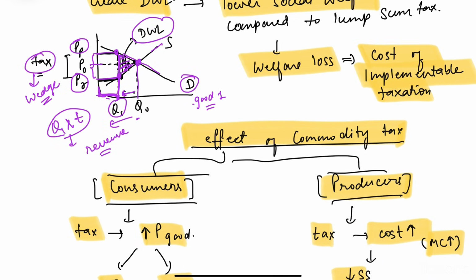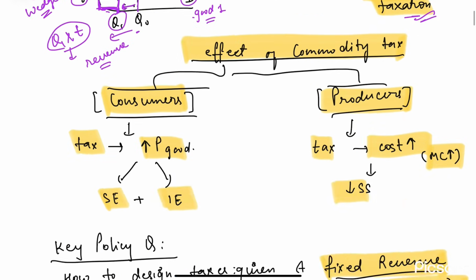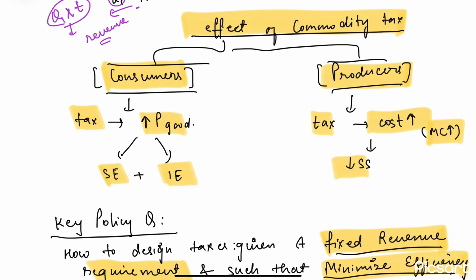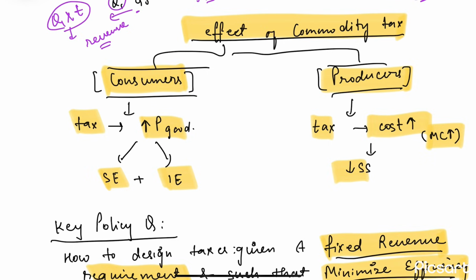And so we are calling this deadweight loss or welfare loss as a cost of implementable taxation. So we are saying this is the cost that we have to pay for imposing these kinds of commodity taxes. So now we look at the effect of commodity taxes. We have two sides. One side we have a consumer, and on the other side we have a producer. So how is the consumer getting affected by the commodity taxes?